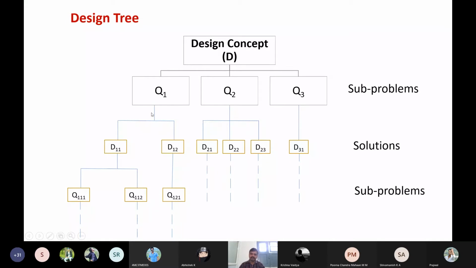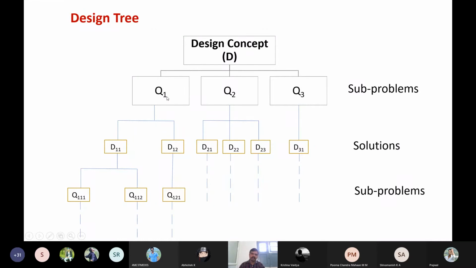Next, for each sub-problem, there are a few solutions. Similarly, for Q1 there may be 2, for Q2 there may be 3, for Q3 there may be one possible solution. This is just an example. It need not be like this always. What you should know is a design concept will be broken down into a number of components or sub-assemblies or sub-problems. It may be 3 or it may be 4, 5. It depends on the design concept. So this is one typical example. The number of sub-problems may vary depending on the complexity of the design concept.